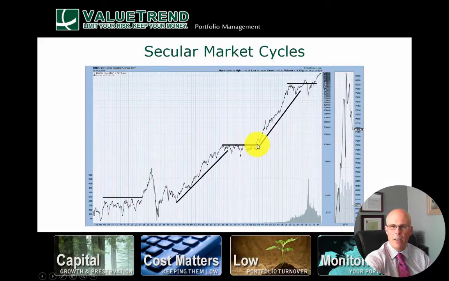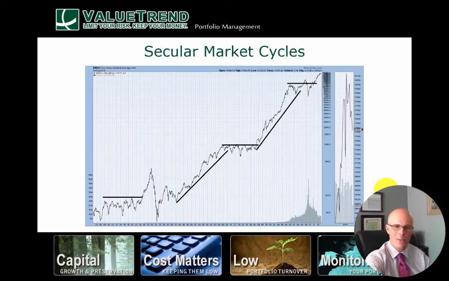The Dow was trapped under a lid of about 1,000. In 1982 or 83, it broke out into a new bull market, higher highs, higher lows. And once again, we went into a new sideways phase that lasted from basically the first tech bubble to the implosion after 2008, and then the subsequent rally out of that sideways market in 2013.